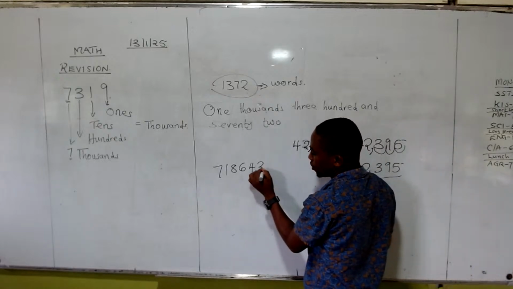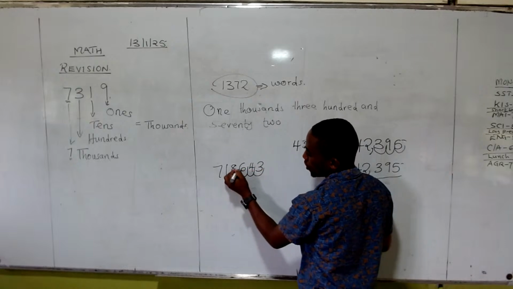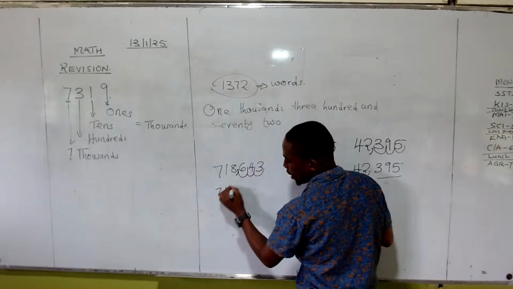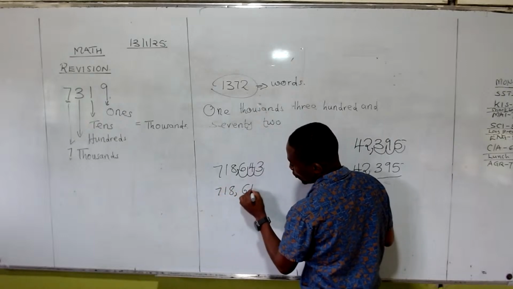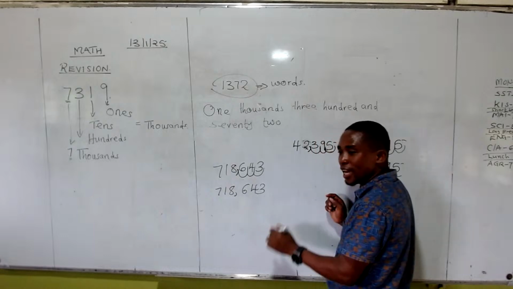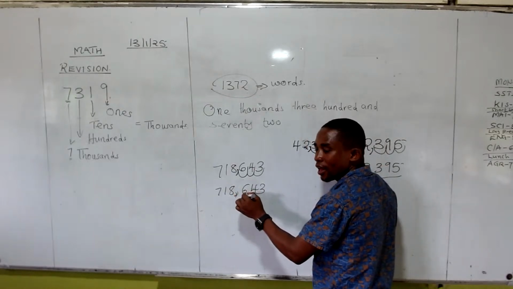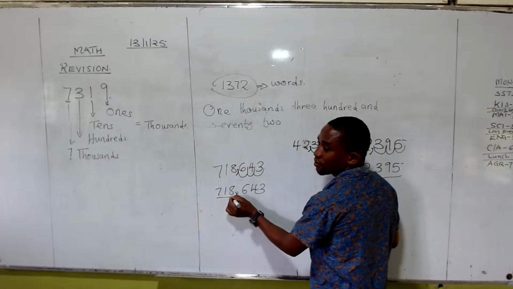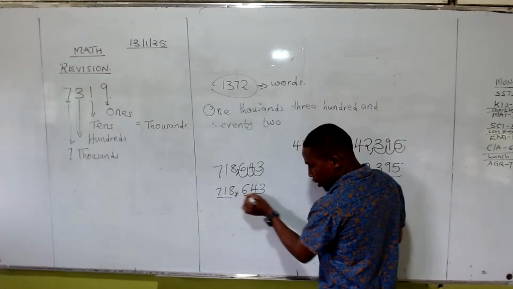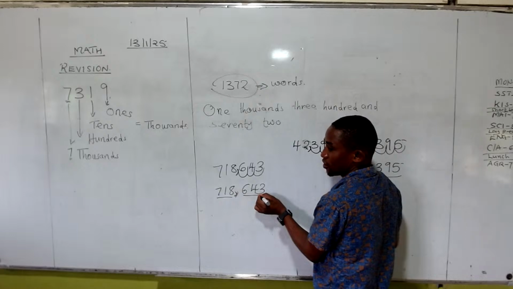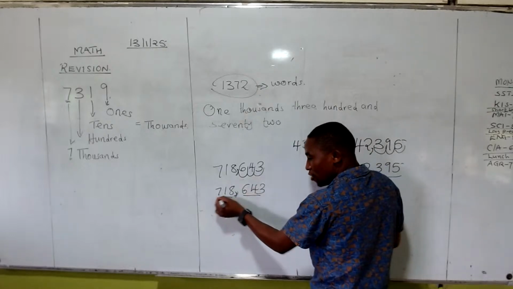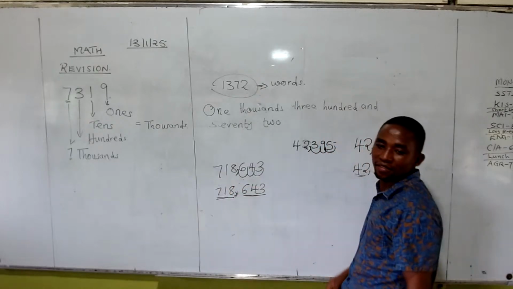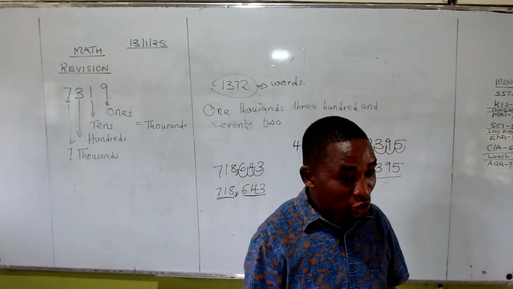Okay, let's separate from the right. Let's count the steps. 1, 2, 3. At the last step, put a comma. I have 718, comma, 643. At the comma, what do we read? Can you all read the first number? 718. The second number? 643. So combine all of it now. 718,643. I have already taught you grade 5 work.